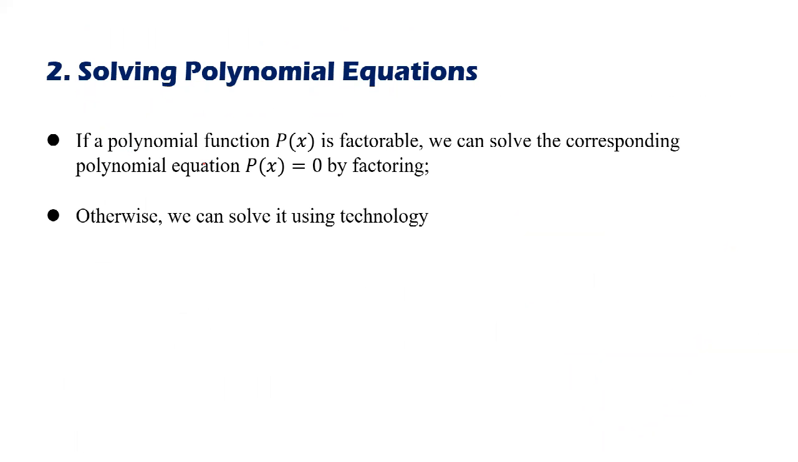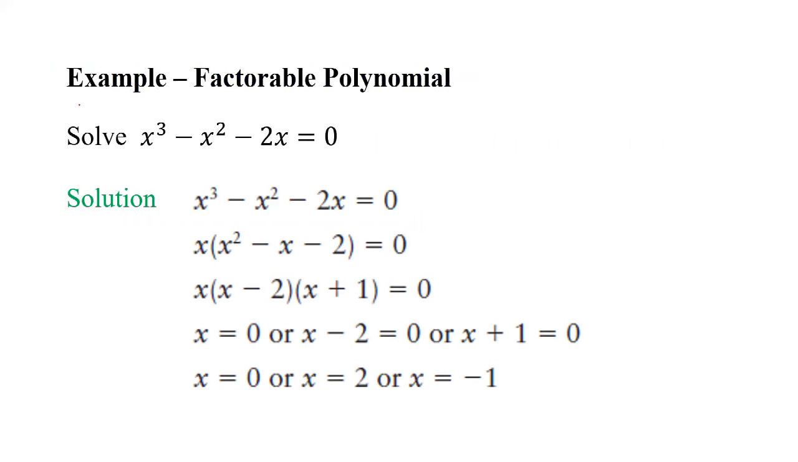Okay, so now let's have a look at how we solve polynomial equations. There are two types of polynomial functions. One is if a polynomial function p(x) is factorable, we can then solve the corresponding polynomial equation p(x) = 0 by factoring, right? And otherwise, we can solve it using technology, either a calculator or some online tools. Okay, so now let's have a look at an example. So this is an example of a factorable polynomial. Solve x cubed minus x squared minus 2x = 0.